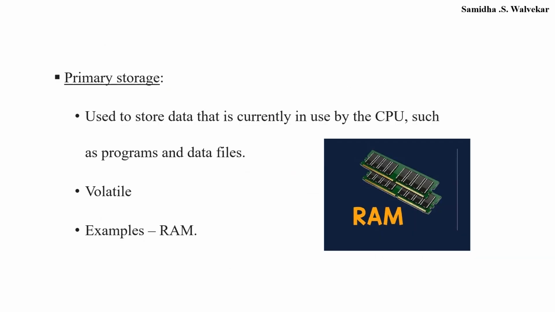So the first type in storage devices is primary storage. Primary storage is mainly RAM, that is random access memory. Primary storage is used to store the data which is currently in use by the CPU. It is volatile in nature, meaning the data is stored temporarily and it is lost when the power is turned off. This primary storage is faster as compared to secondary storage and it can be quickly accessed by the CPU.